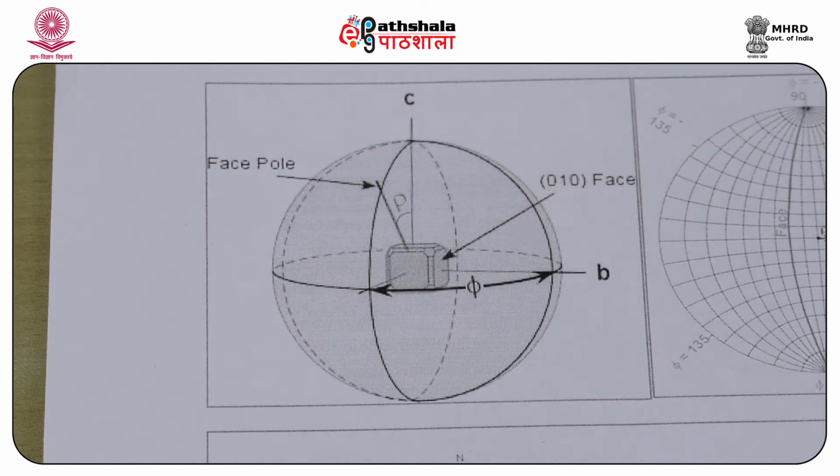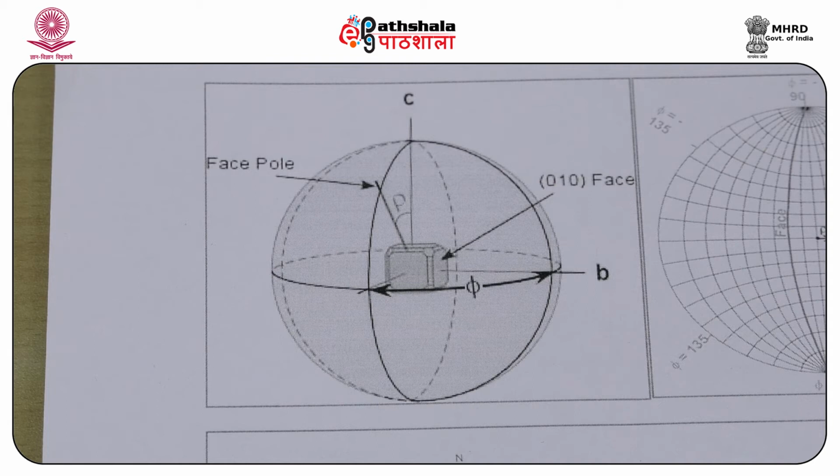A number of rules are applied for plotting crystal faces on a stereo net. First, all the crystal faces are plotted as poles. Then the B crystallographic axis, as can be seen in the diagram, is taken as the starting point. Such an axis will be plotted at phi equal to 0 degrees and rho equal to 90 degrees. Positive phi angles will be measured clockwise and negative phi angles counterclockwise, as can be seen in this diagram.